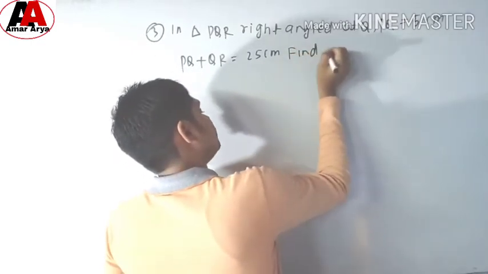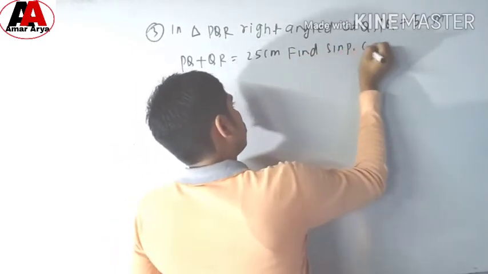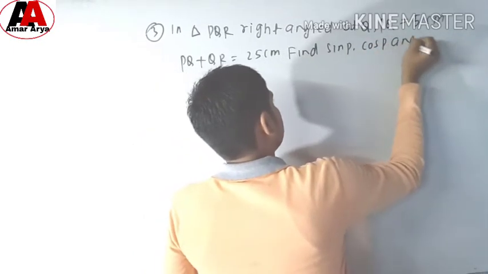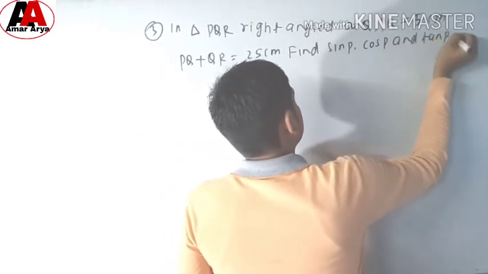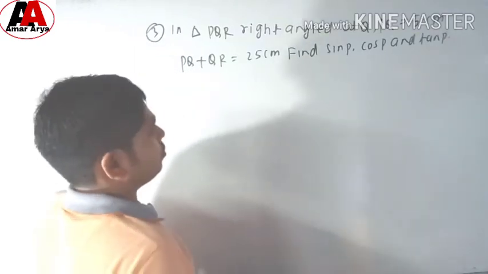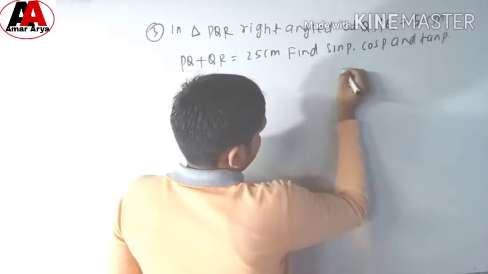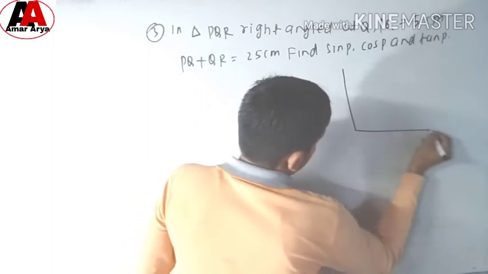Find sin P, cos P, and tan P. This is the value you need to find here. So first of all, please try to solve. Draw the triangle first.